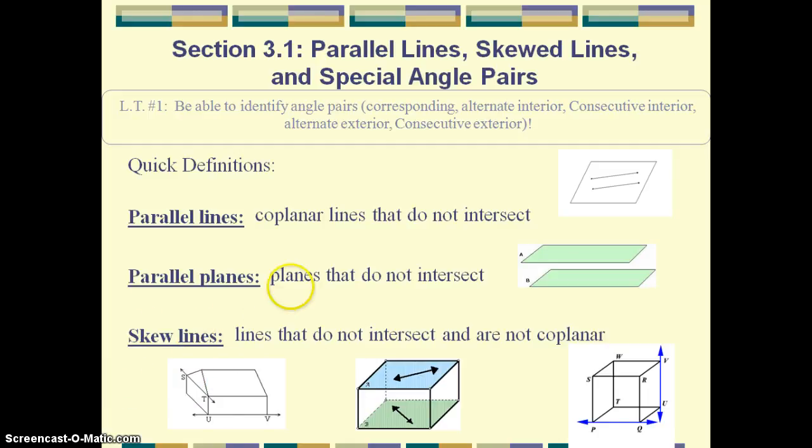So looking at the pictures in the bottom, on the first picture, line ST and line UV are going to be skew lines because they are on different planes and they will never intersect. In the second picture, the line that's on plane A and the line that's on plane B are going to be skew lines because they will never intersect. And finally, on the last picture, lines PQ and UV are the skew lines.